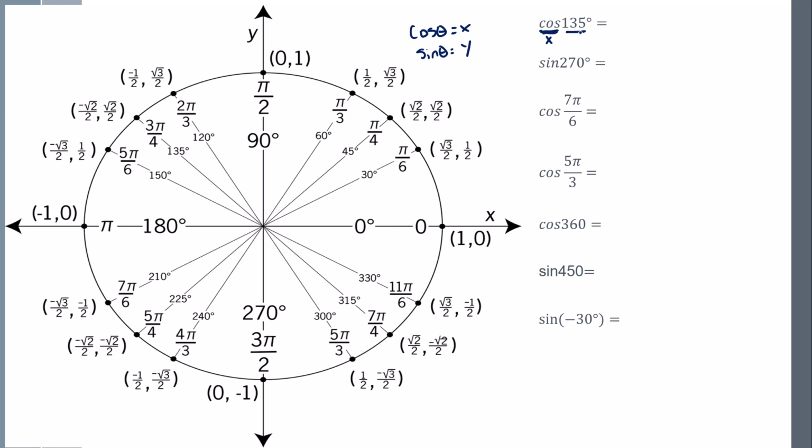This is telling me how much I rotate. So I'm going to rotate to 135 degrees. The cosine value is the x value, so what's the x value here? Negative radical 2 over 2.